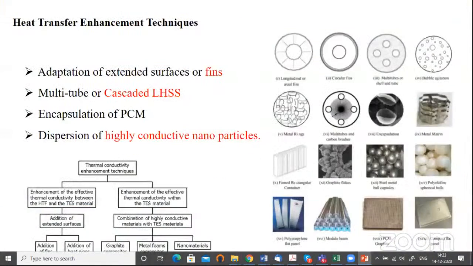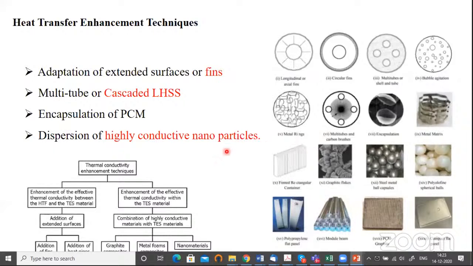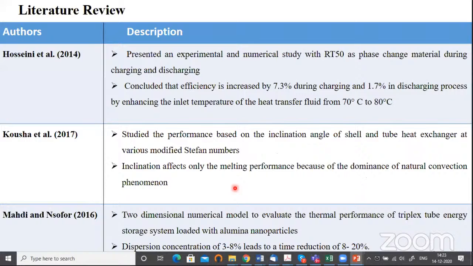Okay, so these are the various ways through which we can introduce the concept of increasing the thermal conductivity in a particular phase change material, or we can improve the heat dissipating capacity of that particular energy storage system by introducing some sort of physical intervention like utilizing extended surfaces or fins. So there are a lot of literatures which have been studied. A lot of studies have been carried out in this area.